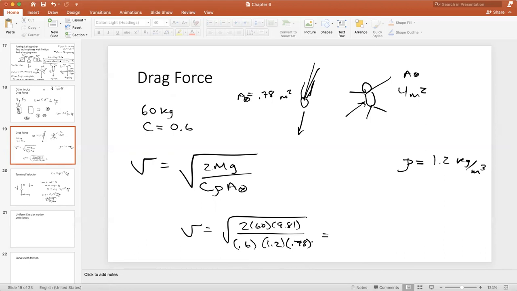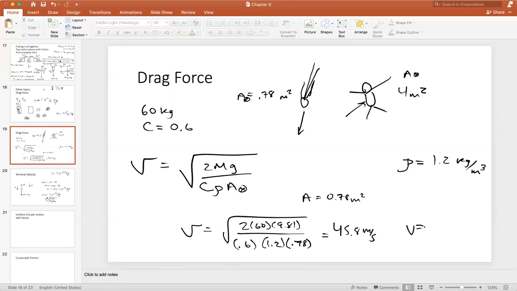So how fast will you fall? Well, 2 times 60 times 9.81 divided by 0.6 times 1.2 times 0.78 is 2,096. If I take the square root, 45.8 meters per second. This is if A is 0.78 meters squared. So you head into the wind and streamline yourself and you kick up to almost 100 miles an hour. Now you want to slow down. You've fallen out of the plane and you want to slow your descent, so you go to this arms wide and huge cross-sectional area.